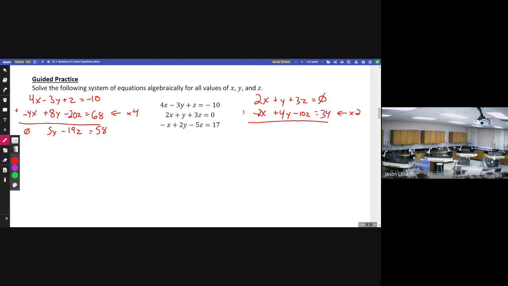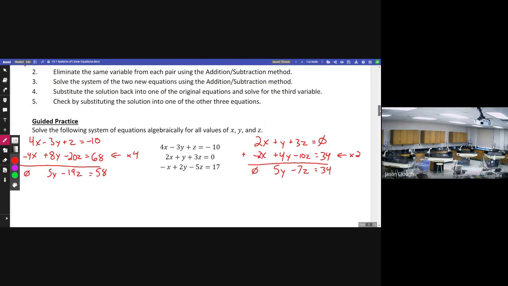So once again, I add these two. 2 plus negative 2 is going to get me 0. Y plus 4y is going to get me 5y. 3z plus negative 10z is going to get me negative 7z. And 0 plus 34 is 34. Now, if you look up here, we just completed step 2.